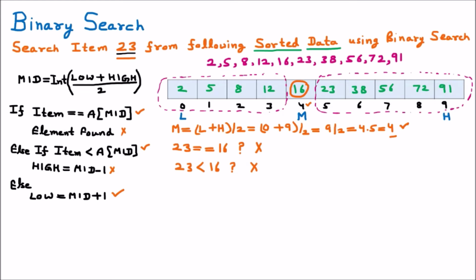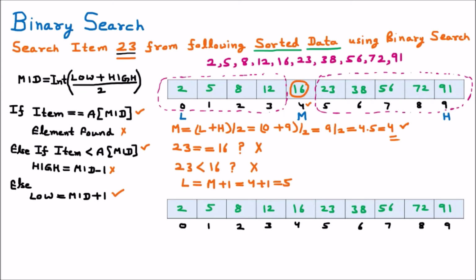So in that case what are we going to do? We are going to shift the low here. Low will be equal to middle plus 1, and we know that middle is 4. So 4 plus 1 will be equal to 5. Here middle was 4 and we have shifted the low here. Now we are going to reconstruct the array and see how it impacts. So this one is the next step.